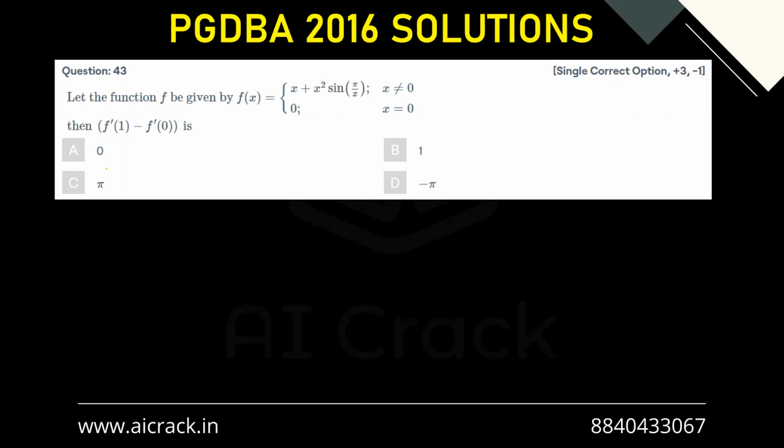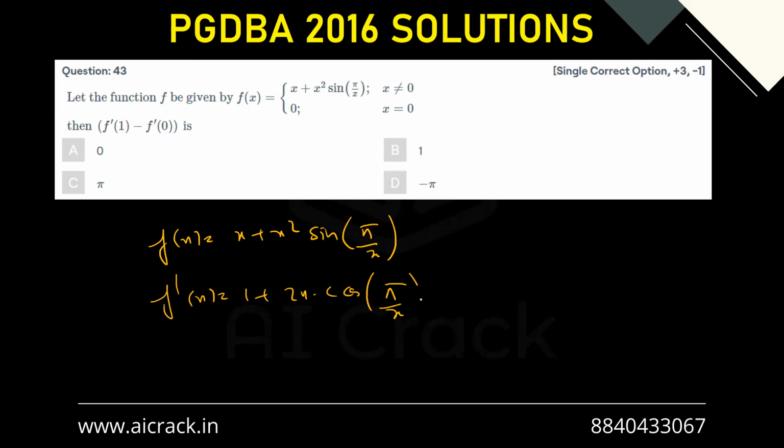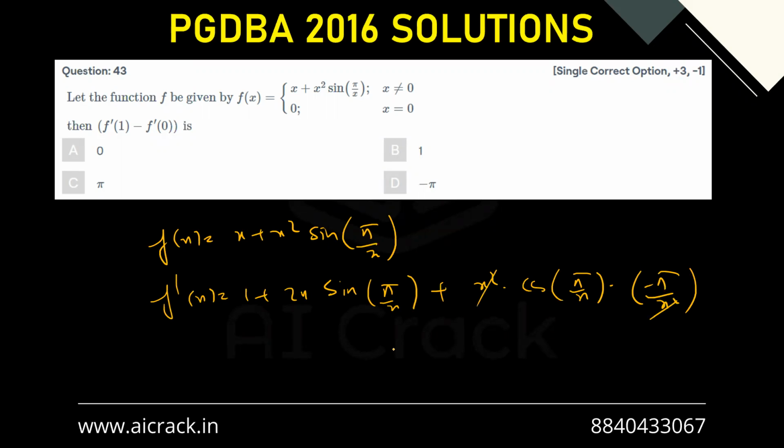So let's try to find out the value of f'(1). Since we have been asked the derivative at x = 1, we'll be using this function. We can directly find the derivative here. f(x) = x + x² sin(π/x), so f'(x) would be 1 + 2x sin(π/x) + x² cos(π/x) · (−π/x²). So this gets cancelled out.